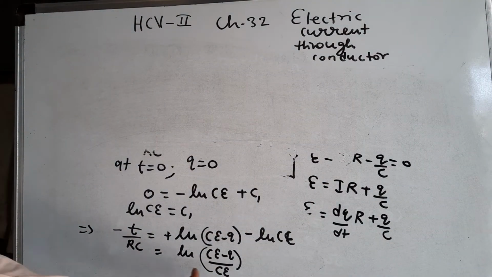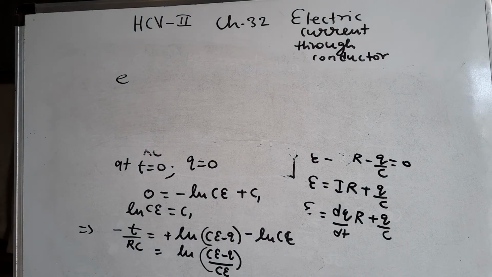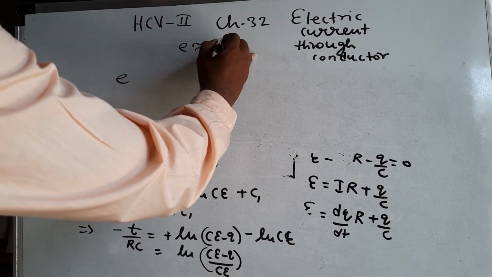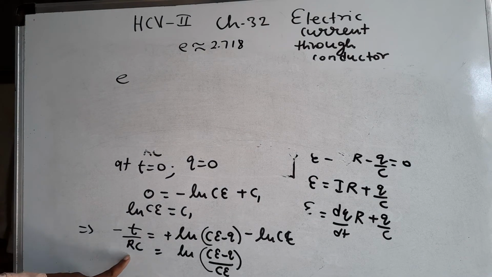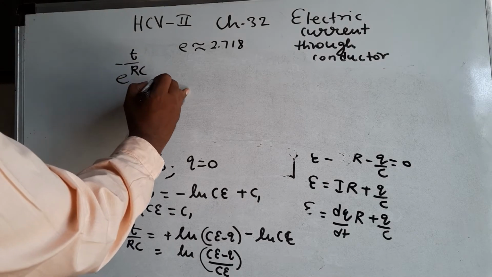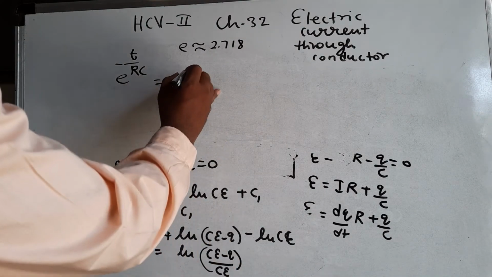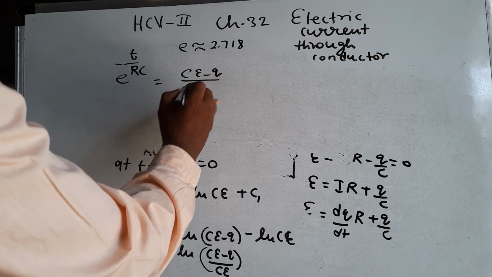So I get log of this is equal to this much. So e raised to e is an irrational number. Its approximate value is 2.718. So ln x is equal to minus t by rc. Then x will be equal to e power minus t by rc. E power minus t by rc will be equal to this one, Ce minus q divided by Ce.